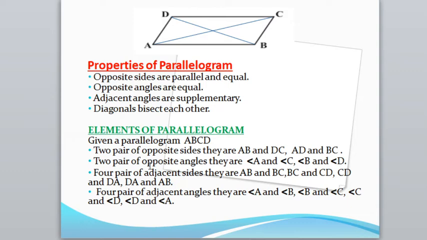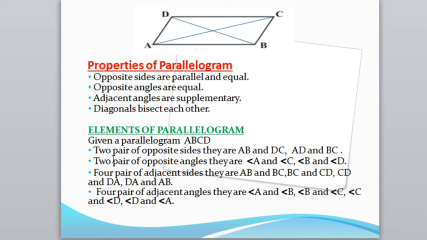Then two pair of opposite angles is the second element of parallelogram, and the two pair of opposite angles are, angle A is equal to angle C and angle B is equal to angle D. So the two pairs are angle A and angle C, and the second is angle B and angle D. Then the third element is four pair of adjacent sides.